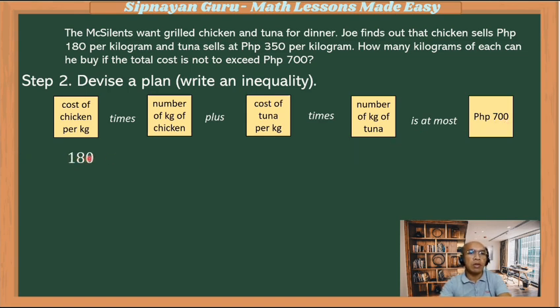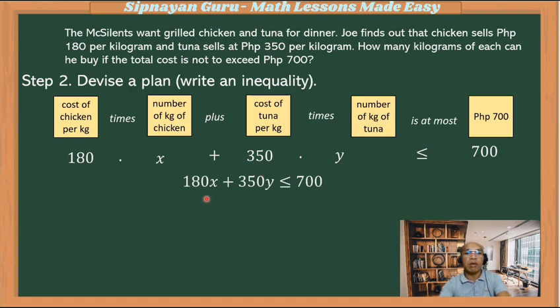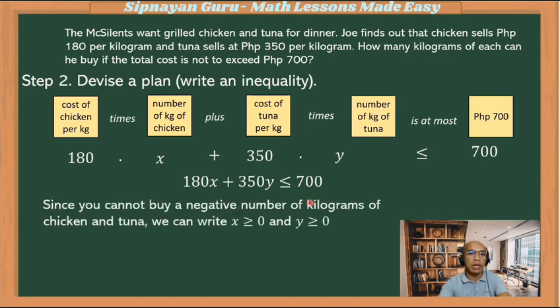So 180 is the cost of chicken per kilo times x, the number of kilograms, plus the cost of tuna per kilogram is 350, and we'll let y represent the number of kilos of tuna, so times y. At most is maximum, so this is less than or equal to 700. Simplify, so the linear inequality is 180x plus 350y less than or equal to 700. Since you cannot buy a negative number of kilograms of chicken and tuna, we can write x and y as greater than or equal to 0. Putting them together, this will form the system of linear inequalities.